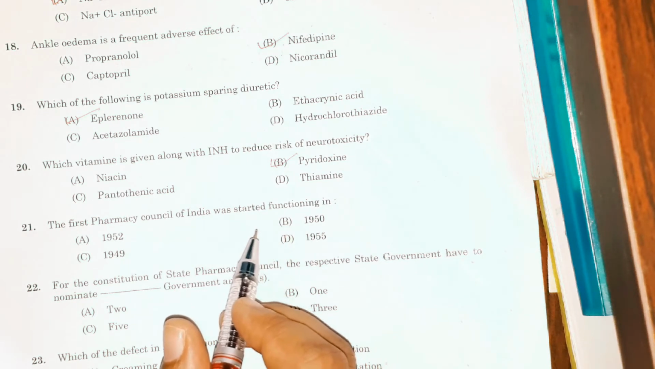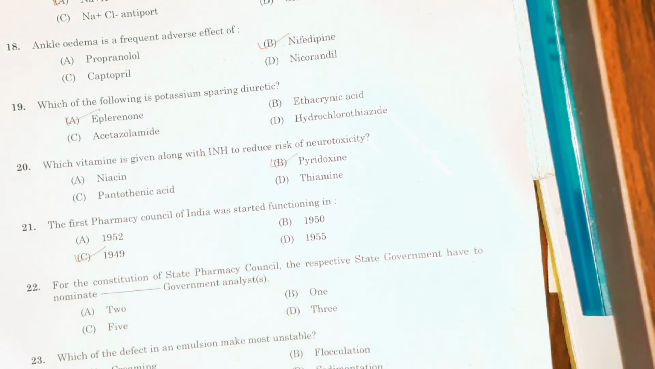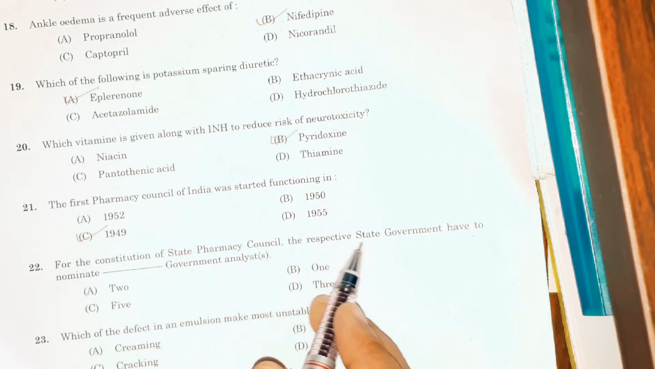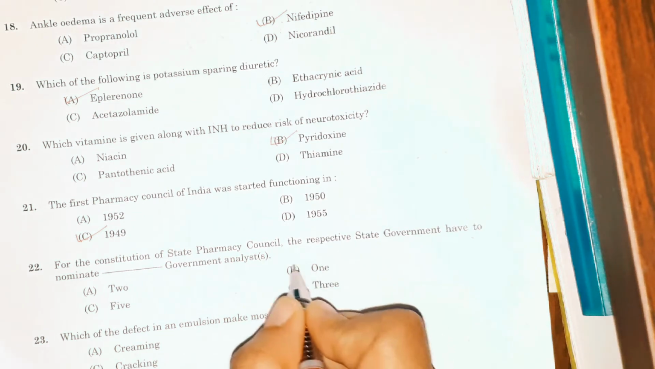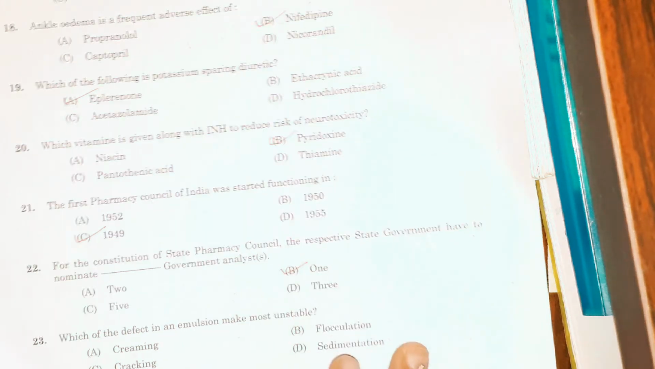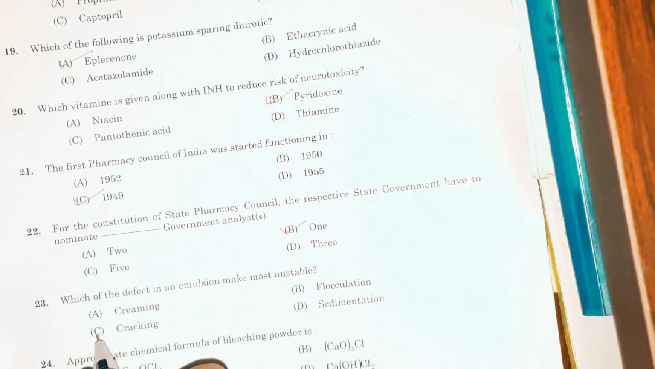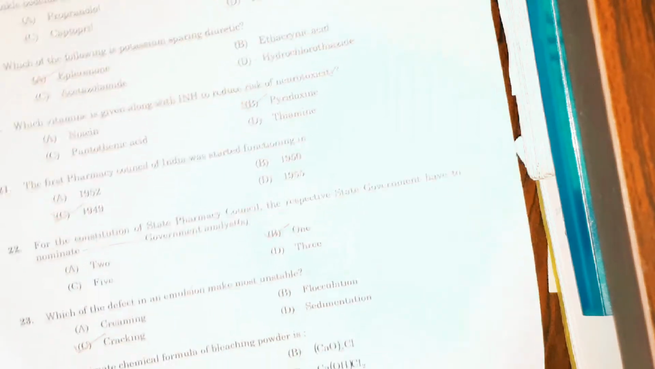The first Pharmacy Council of India started functioning in 1949. For the constitution of State Pharmacy Council, the respective state governments have to nominate dash government analyst. Answer is 1 government analyst. Which of the following makes an emulsion most unstable? Answer is cracking. Cracking is the separation of layers of emulsion. For example, oil and water are clearly separated and do not recombine.